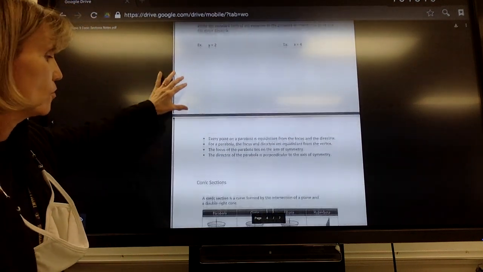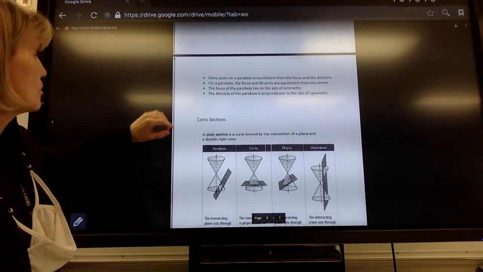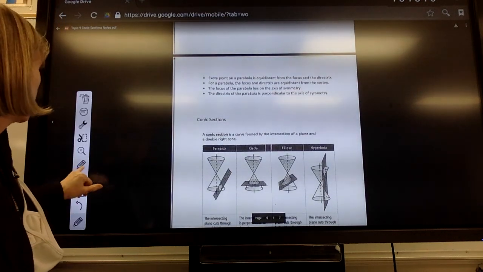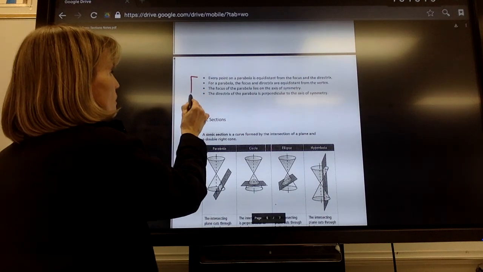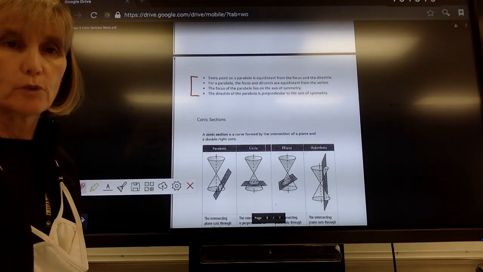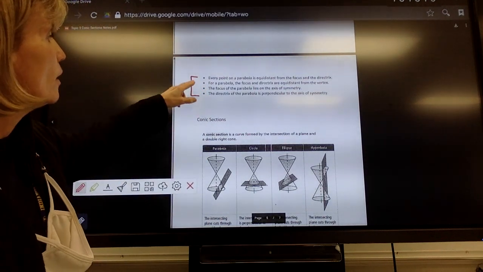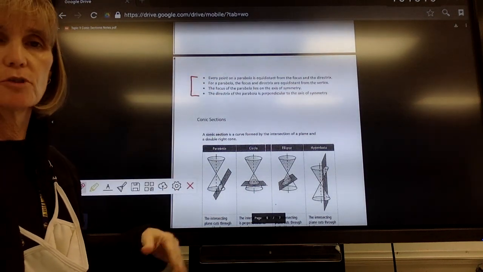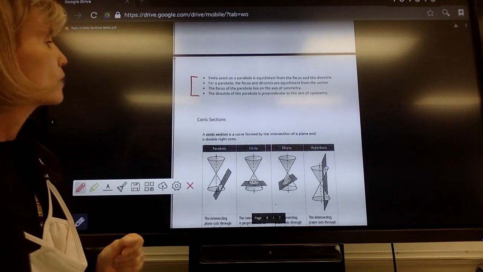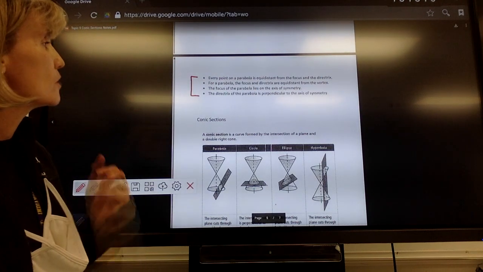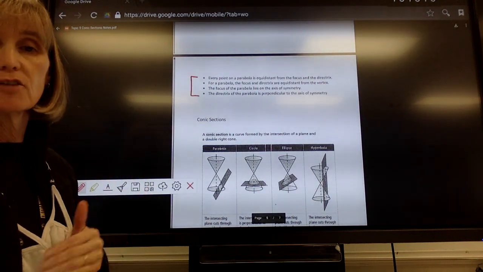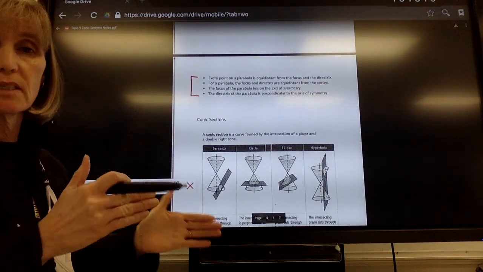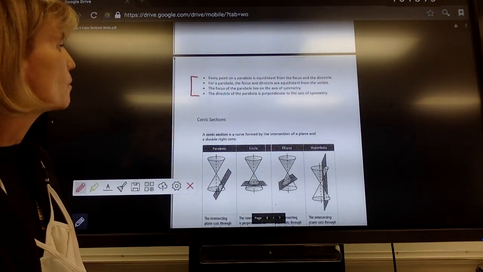Okay, and then just going over the rest of this, these are some interesting points that you should be thinking about and hopefully recognizing with parabolas. Okay, read through those, make sure they make sense to you. Every point on a parabola is equidistant from the focus and the directrix. We showed you that in the second diagram. For a parabola, the focus and the directrix are equal distance from the vertex. They're just on opposite sides of the vertex, but they're equal distance from it.